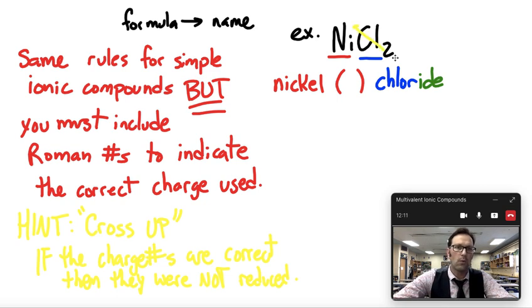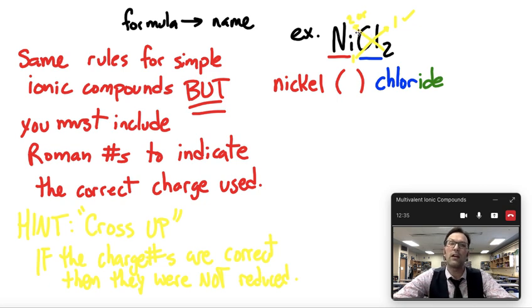Well, look at this. We put the 2 up, right? And the 1, this is an invisible 1. Remember, in simple ionic compounds, when making formulas, these things are crossed down. So why not cross them back up? Now, what's the charge for chlorine? It is 1. So if that's correct, then these were not reduced, which means this, too, is the correct charge.